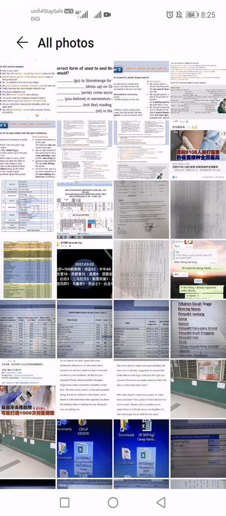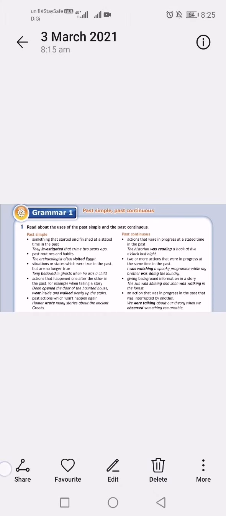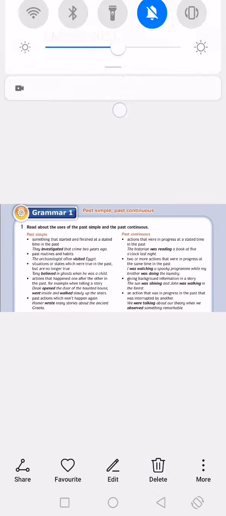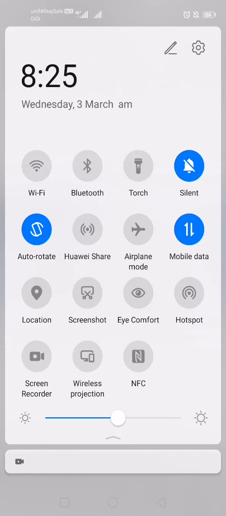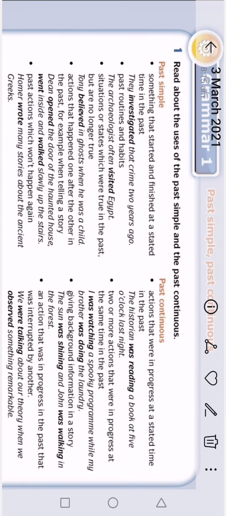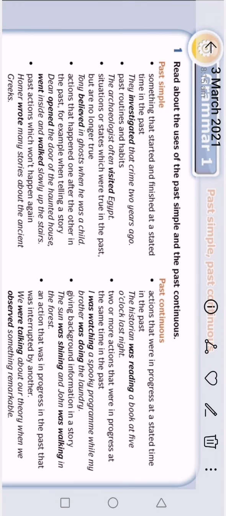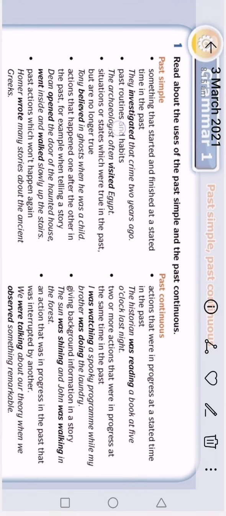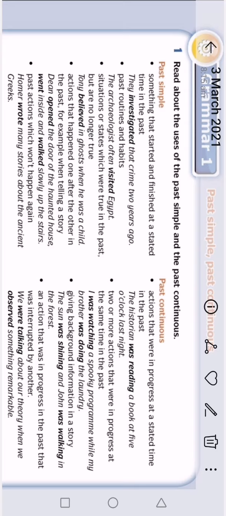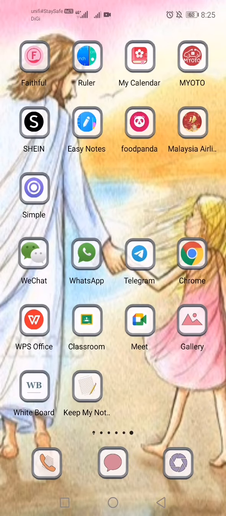Okay, so the example is, where is the example already? I cut it out, yeah, here. So let's look at it. Hold on. Okay, so the first one is this one. Okay, something that started and finished at the time means they investigated the crime 2 years ago. 2 years ago means they investigated. Still investigating? No more. No more means this action ended already. This one is very easy. This is the most basic rule for simple past tense.